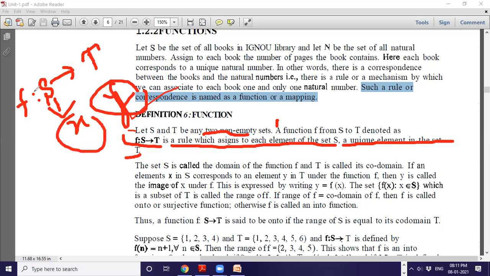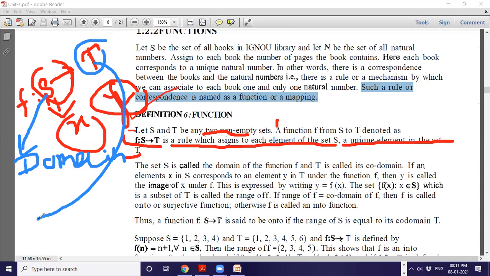Now this set S is known as the domain. Okay, this S is known as domain, and this T is known as codomain. What? Codomain. Right? So S is the domain and T is the codomain.